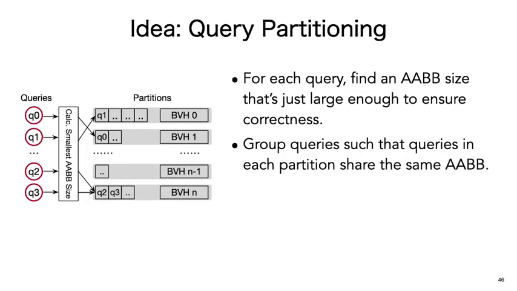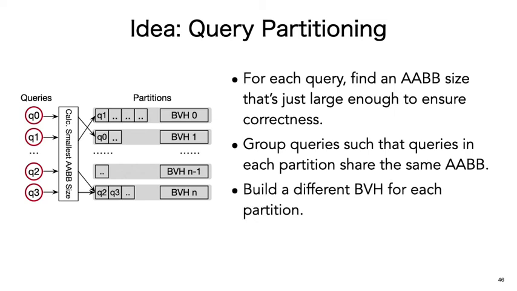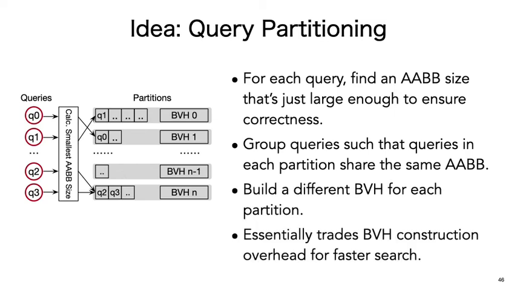And illustratively, what we're going to do is to partition these queries according to their corresponding AABB size, and we're going to group them together. And for each group or partition, we will have to create a dedicated BVH, and use that BVH to do the search. So this is essentially trading BVH construction overhead for faster search.